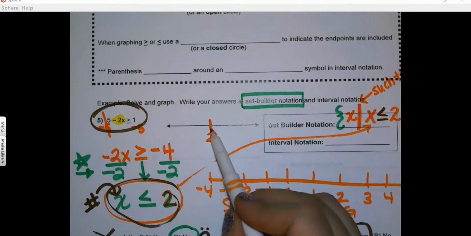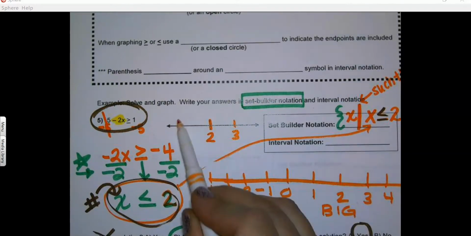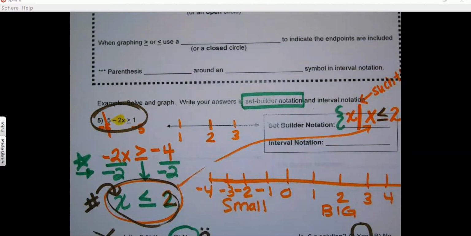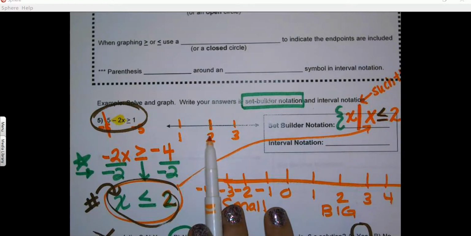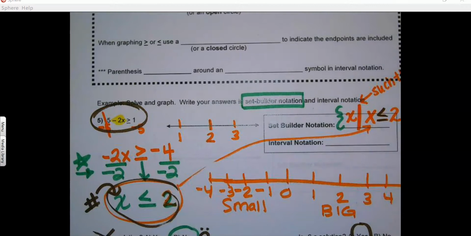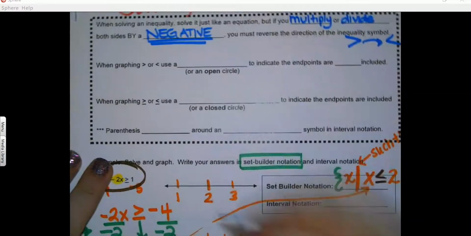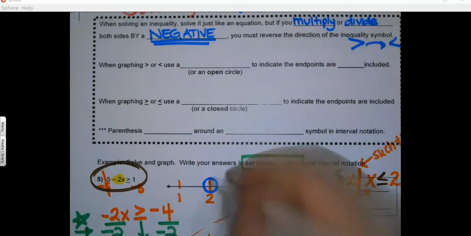So if you want to put a number over here and a number over here, you can. If you want to put 5 numbers on both sides, I'm not picky. As long as you put this number on your graph, I'm good. You're good with me. Okay, so then you're going to put a circle on the 2.